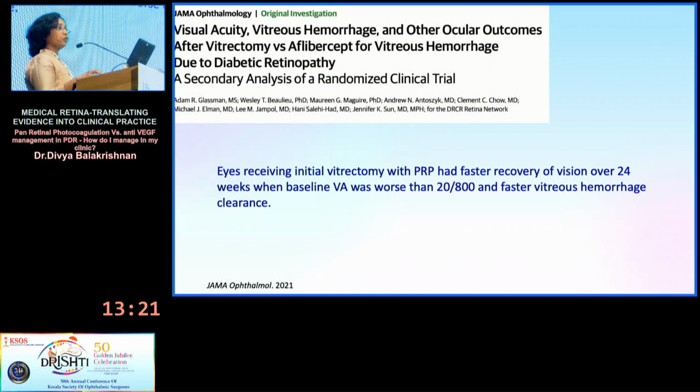Now, in this study, they did a subgroup analysis. If the patient had presented with a worse visual acuity, that is less than 20/800, does a vitrectomy have an early role?